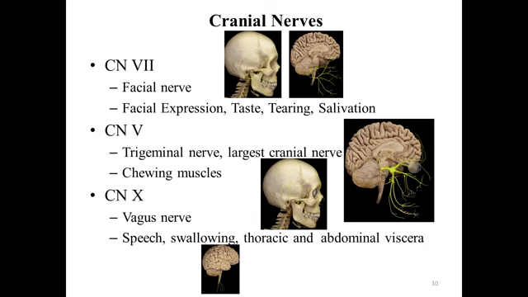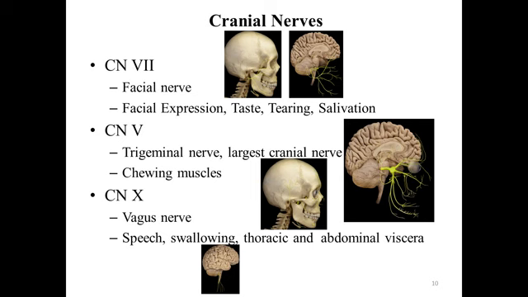Now you have learned half the cranial nerves. Only 6 to go. Let's move to the face. Cranial nerve 7 is the facial nerve and enables facial expression, such as frowning and smiling, taste, tearing, and salivation.